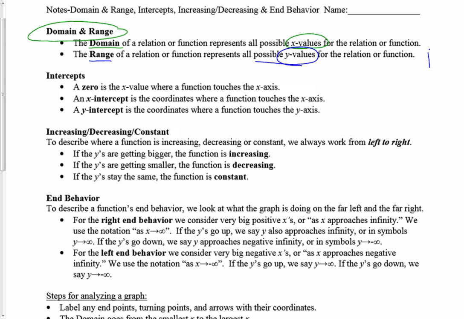So for the range, we're thinking up and down, the y values, whereas for the domain, we're thinking left and right, the x values.